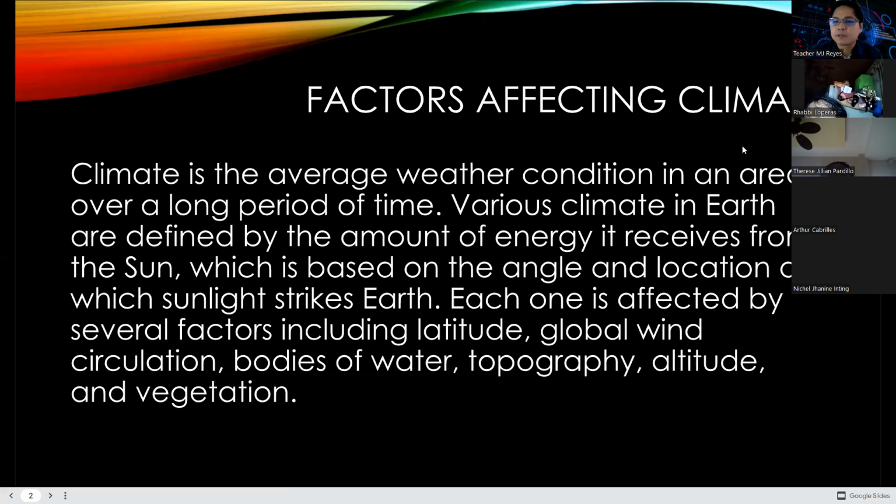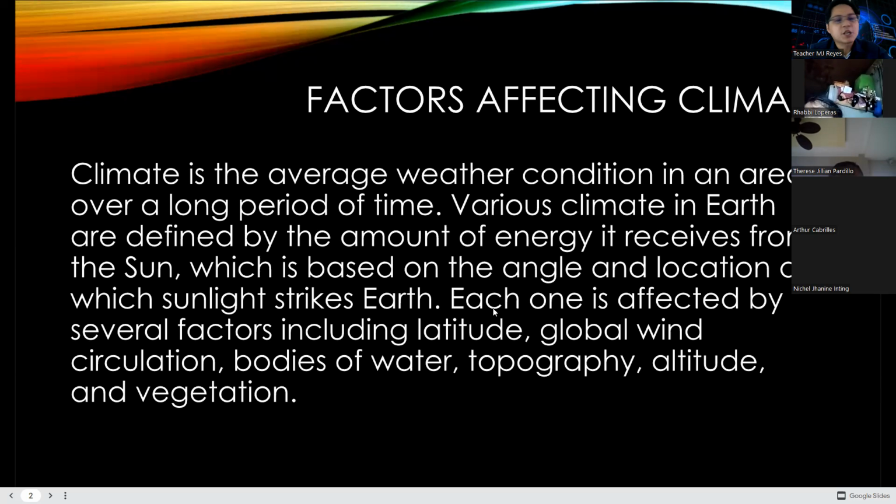Factors affecting climate. Climate is the average weather condition in an area over a long period of time. Since this is a long period of time, we have these climatic patterns. But because of some factors that affect climate, these patterns change from time to time. Various climates on Earth are defined by the amount of energy it receives from the sun.